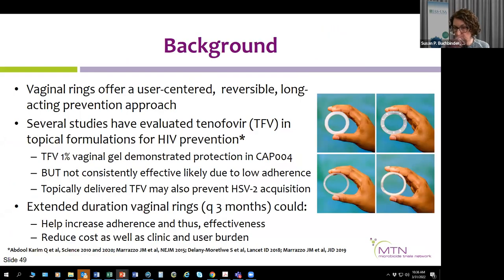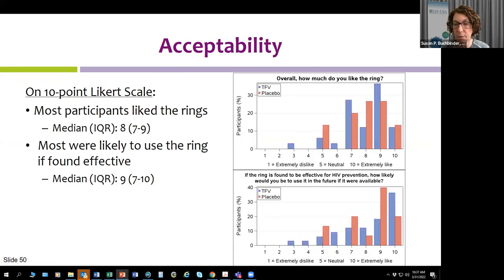There was another study presented on vaginal rings, this time tenofovir vaginal rings that were intended to be used every 3 months. So the good thing about this is that tenofovir gel has actually been demonstrated to protect in one study, but not in some other studies. And the hypothesis was that that was due to low adherence. Tenofovir also may have some activity against HSV2. And the idea behind a three-month ring is that it might help increase adherence and require less frequent visits to clinics. So the tenofovir vaginal ring was found to be safe. And on a 10-point scale from 1 to 10, most participants liked the ring. The average ranking was 8. And the average ranking was 9 about whether they would use the ring if it were found to be effective.